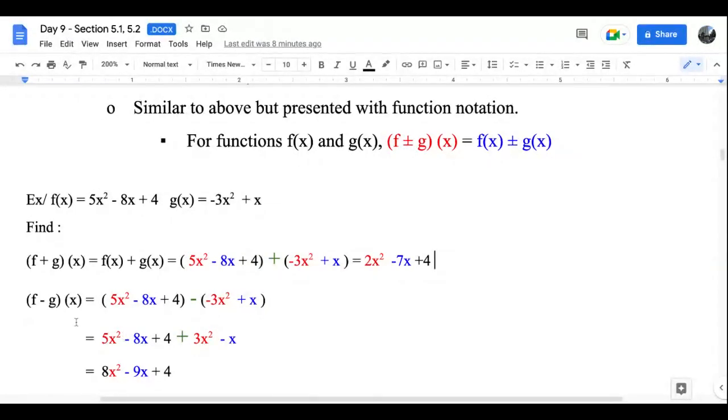We can do subtraction of two functions, two polynomial functions, right? 5x squared minus negative 3x squared, minus negative becomes plus. So 5x squared plus 3x squared becomes 8x squared. Negative 8x minus x. Well, that's negative 9x. 4 has no common like term, so it's just by itself.